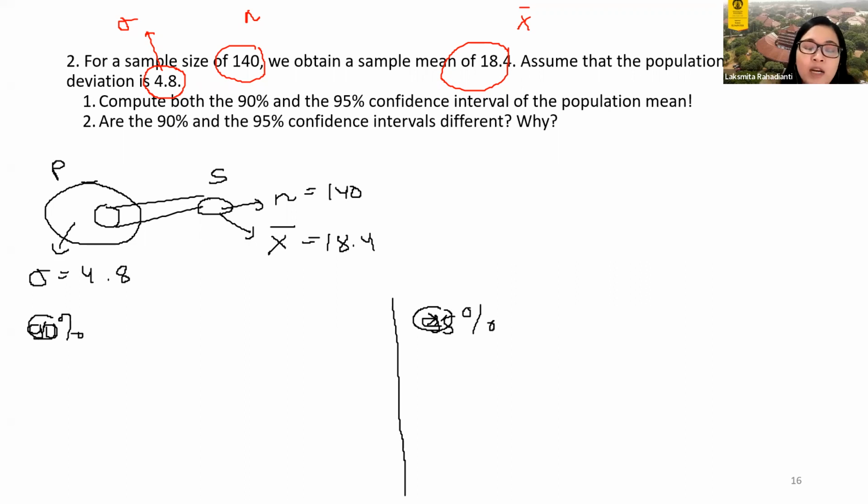When I'm talking about a 90% confidence interval, that means my alpha is 0.1. When I'm talking about a 95% confidence interval, my alpha is 0.05. See the difference here? We are using a different level of confidence and a different alpha for both.